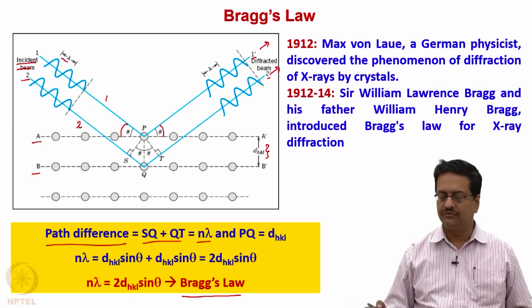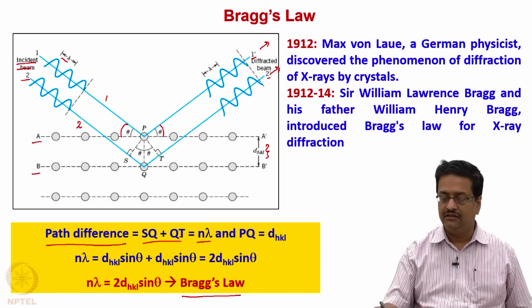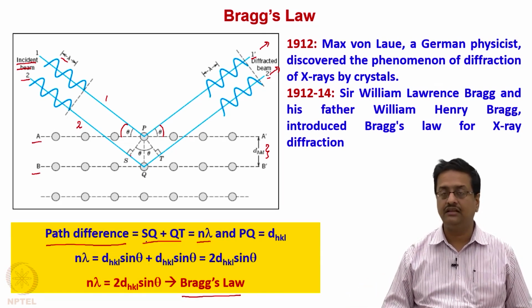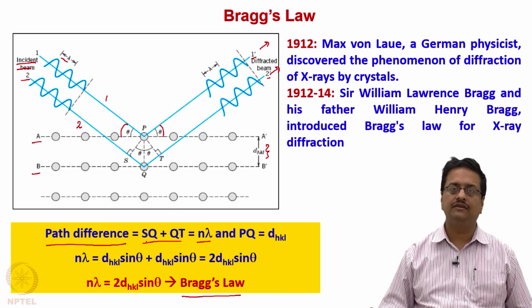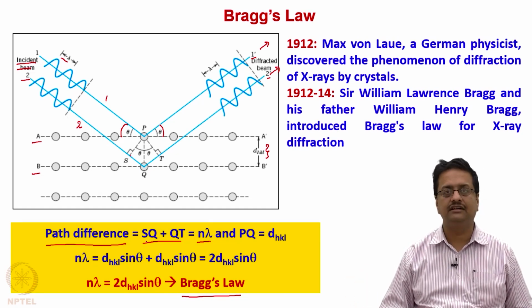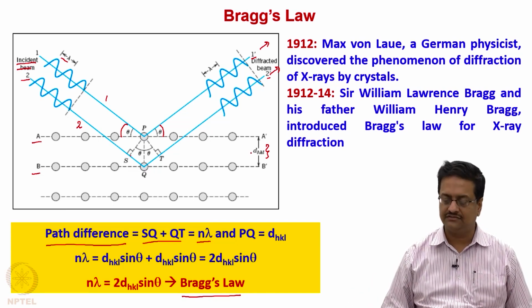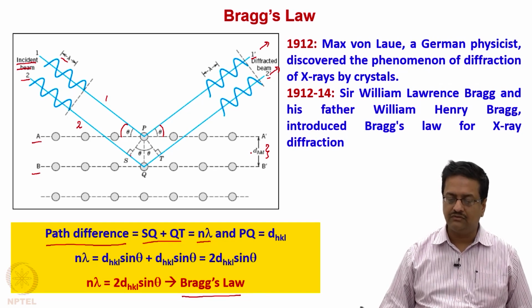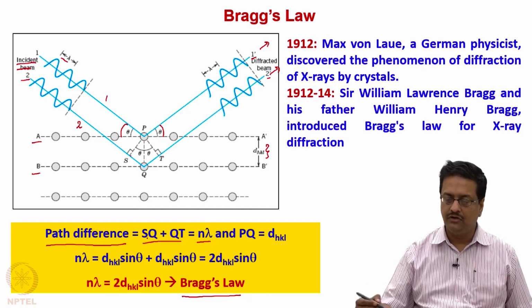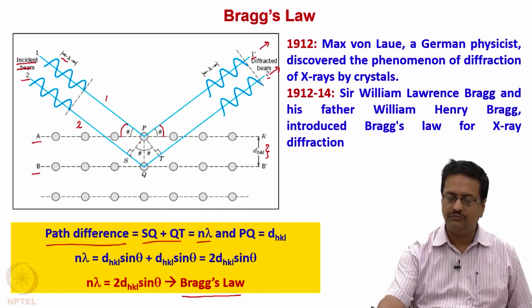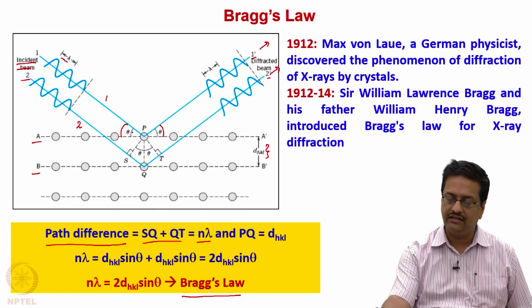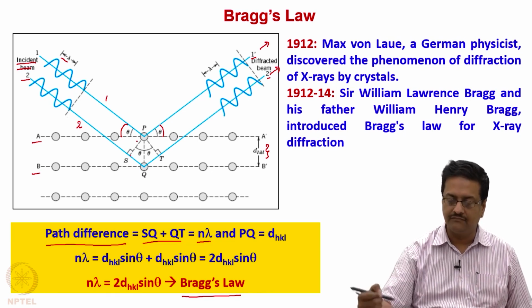And what Bragg proposed is that this path difference SQ plus QT should be an integral multiple of the wavelength to observe any X-ray diffraction from a set of planes kept at d_hkl distance. So now if we want to see what SQ is, a very simple geometric understanding can indicate that the theta here is the same as the theta here in the triangle SPQ, and similarly PQT.